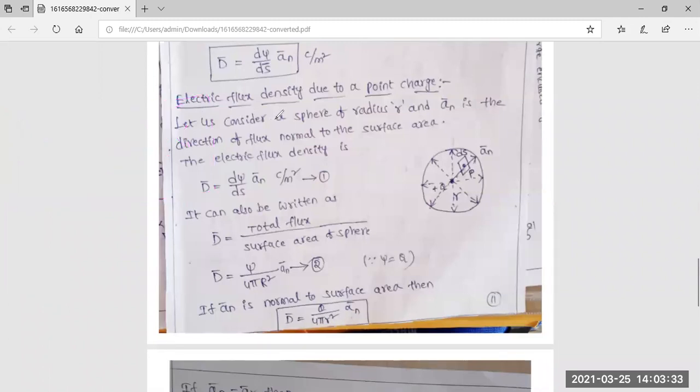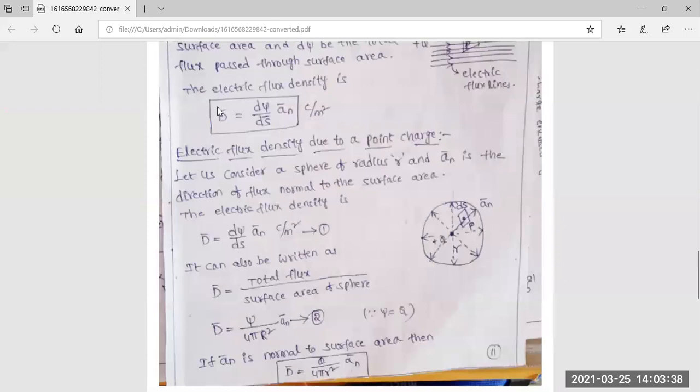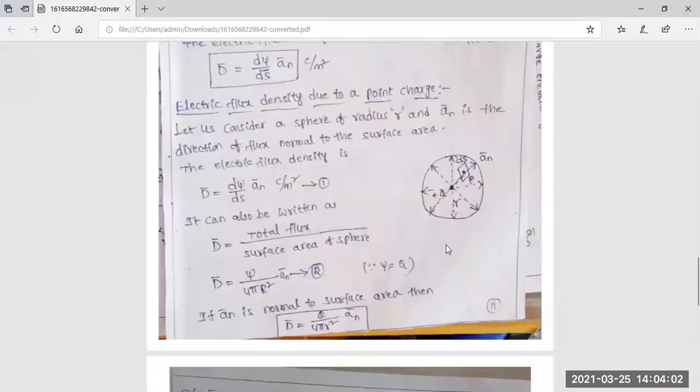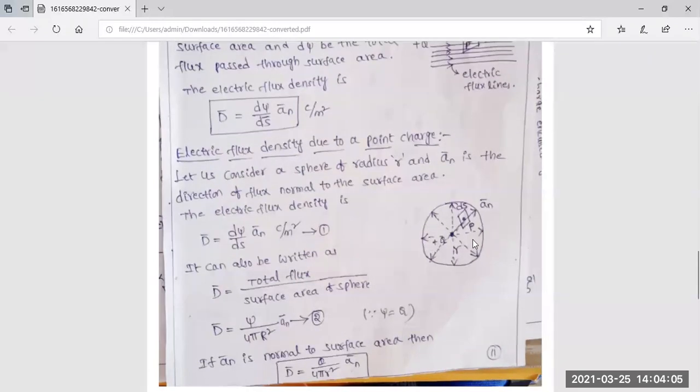Okay, and here, electric flux density due to a point charge. Already we have the basic formula, that is D bar is equal to d psi by dS bar into an bar. So electric flux density due to point charge. Let us consider a sphere of radius r, and a point charge plus q placed at the center of the sphere.